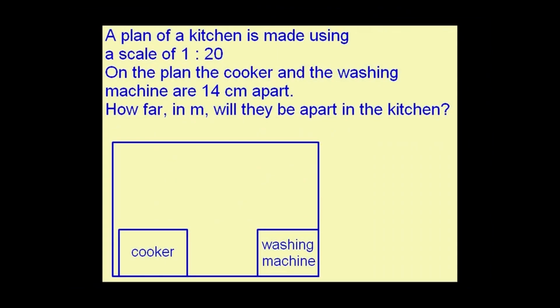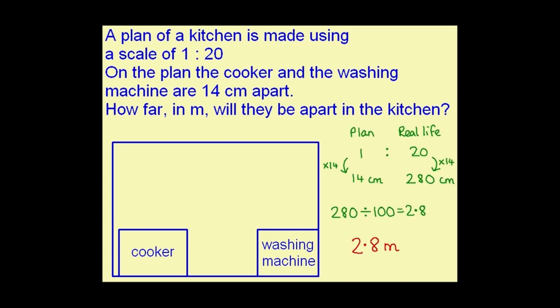Here's one of those for you to try. This time you're told that the cooker and the washing machine are 14 centimetres apart on the plan. Using this ratio, you need to work out how far apart they are in real life. Press pause and have a go. When you're ready, press play. Here's the answer.